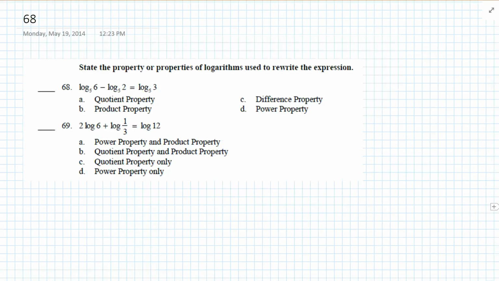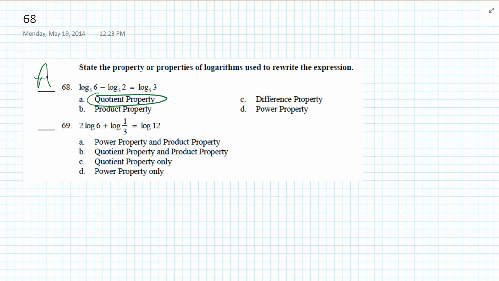Okay, 68. State the property or properties of logarithms used to rewrite this expression. Log base 5 of 6 minus log base 5 of 2 is the log base 5 of 3. Since it's a minus sign, we know it's a quotient property, A.